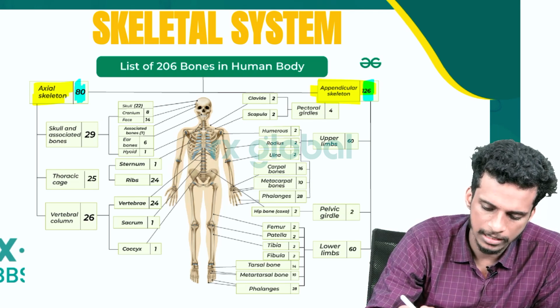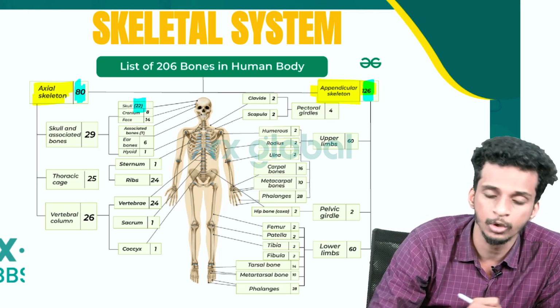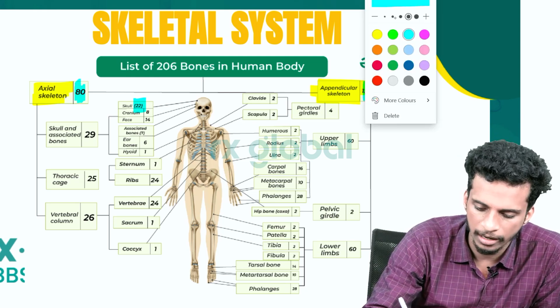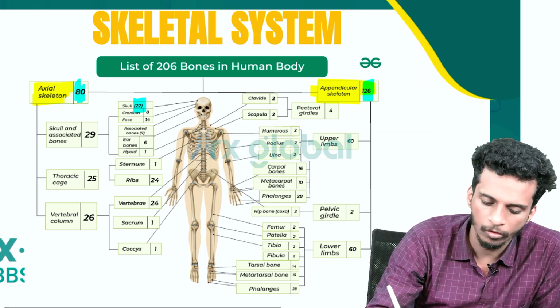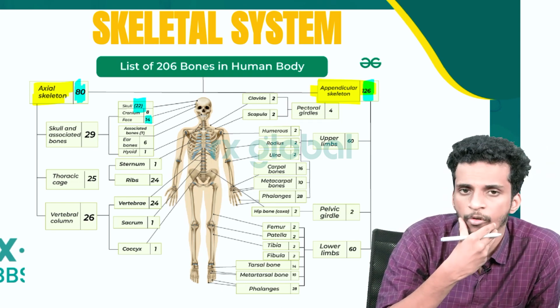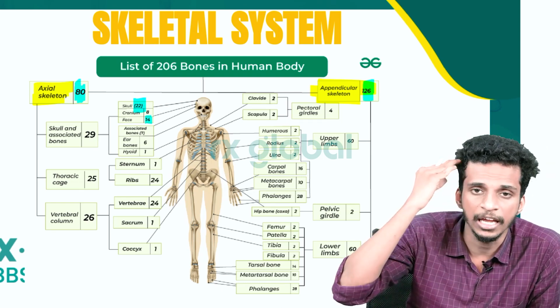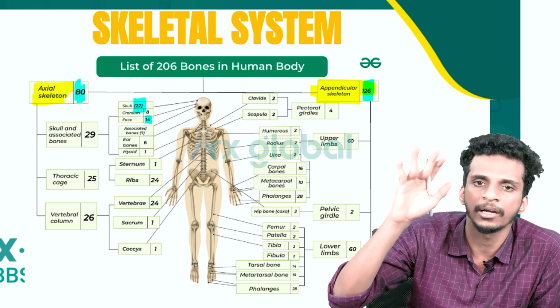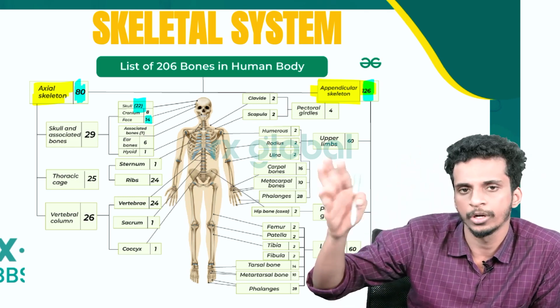our skull has a total of 22 bones. Of these 22 bones, 14 bones are facial bones, and the remaining 8 bones are called frontal, parietal, temporal, and occipital. All of them are paired, so 4 into 2 becomes 8.